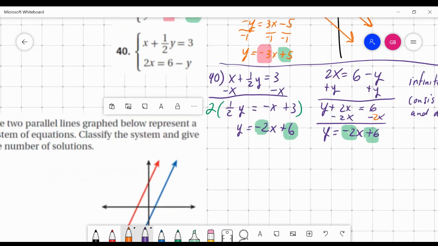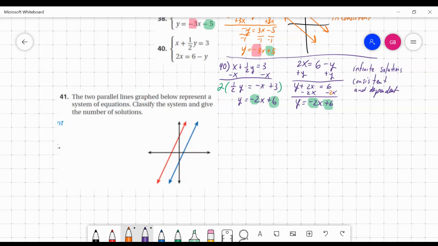Okay, and then the last one, number 41 on this page. The two parallel lines graphed below represent a system of equations. Classify the system and give the number of solutions. Okay, classify. Well, the lines do not intersect, so that means that it is inconsistent. Give the number of solutions. Well, if it's inconsistent, that means that it has no solutions.